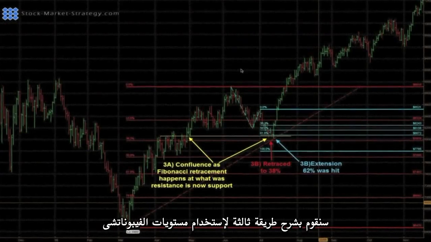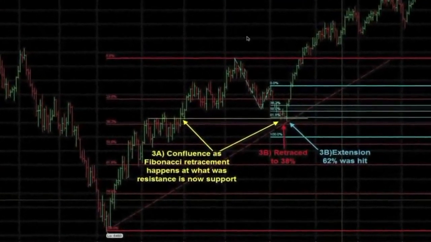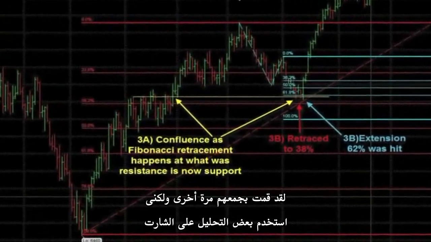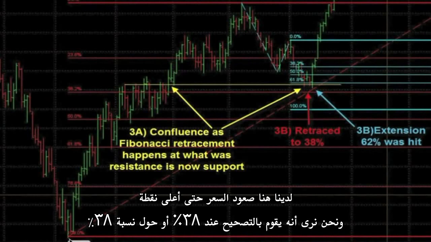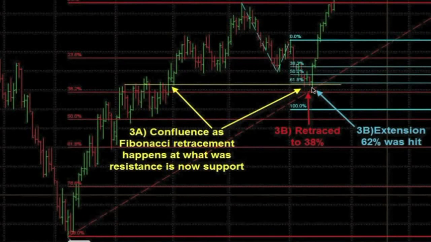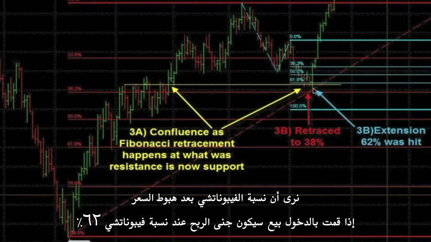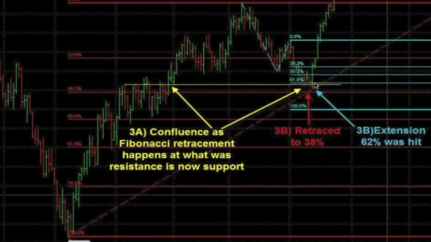Here's a third way to use Fibonacci retracement and extension. I've combined the two again, but I'm also using some chart analysis. Here, first, we have our up move up to the high, and we see that it retraces 38% or around 38%. We also see the Fibonacci extension from that down move: if people were short, they might take the profit at the Fibonacci 62%. So we've got confluence around this area.